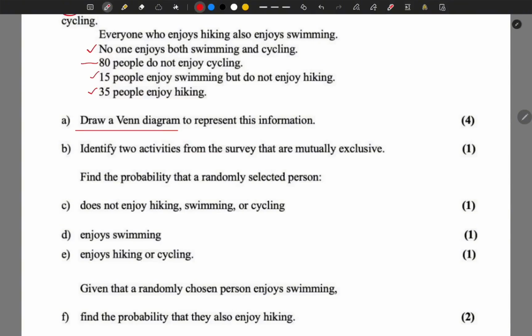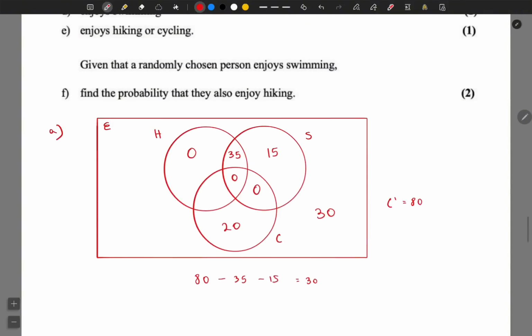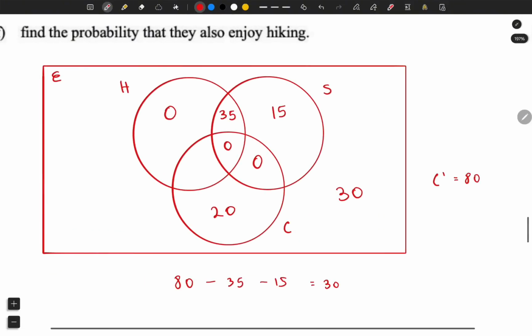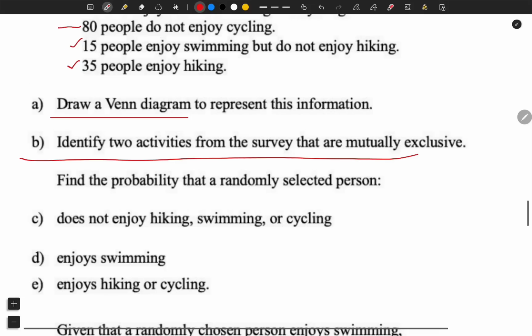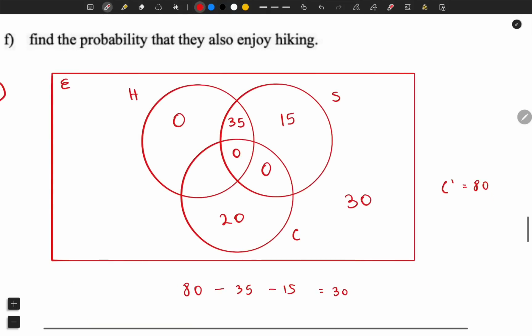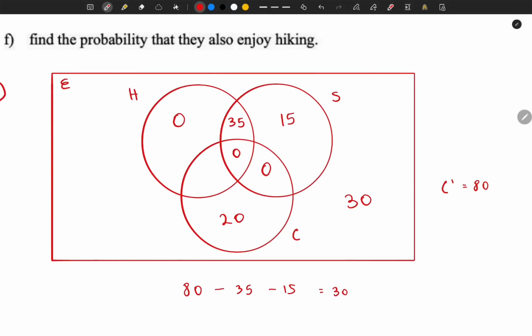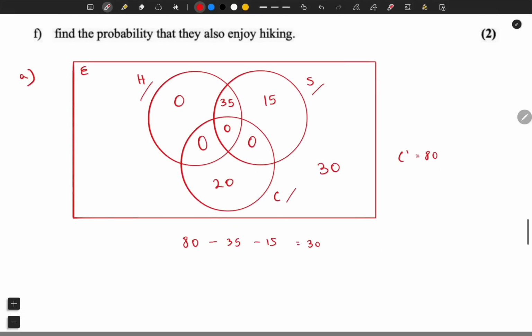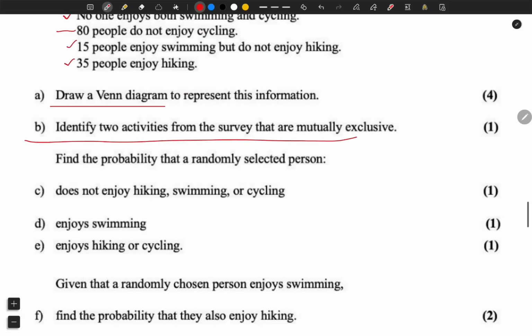We need to identify two activities from the survey that are mutually exclusive. All right. So the answer can be two parts. Now we need to identify two activities from the survey that are mutually exclusive.